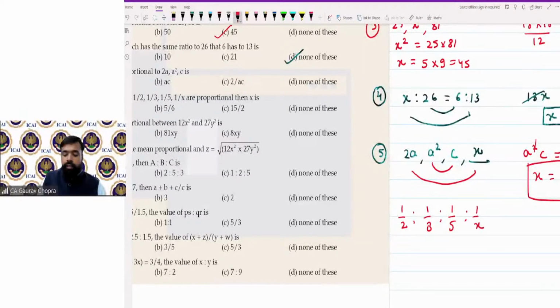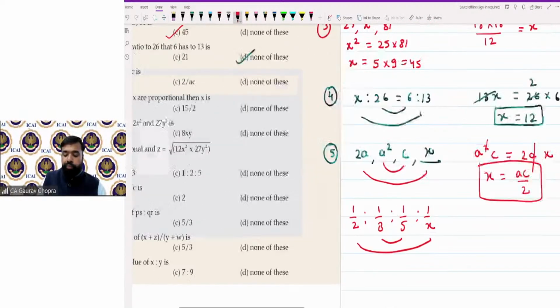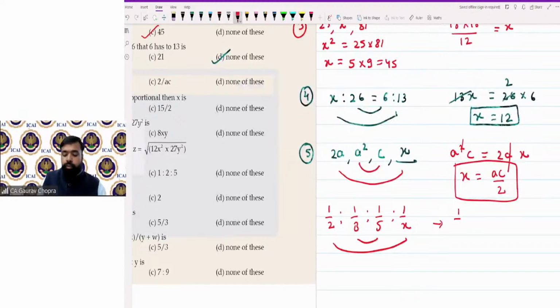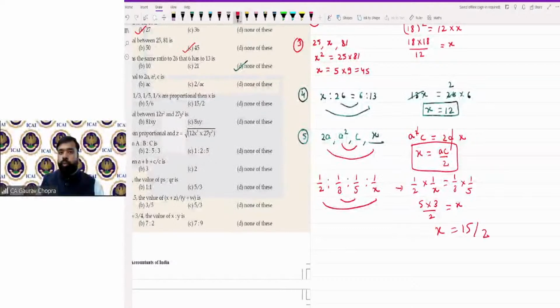Applying the product rule, you are getting 1 by 2 into 1 by X equal to 1 by 3 into 1 by 5. On cross multiplication, 5 into 3 upon 2 is equal to X. Therefore, the value of X will be 15 upon 2. Option number C.